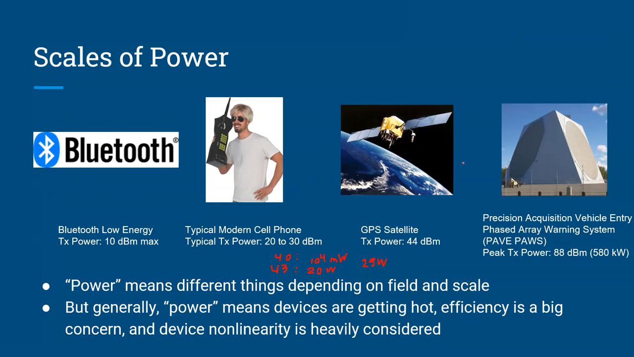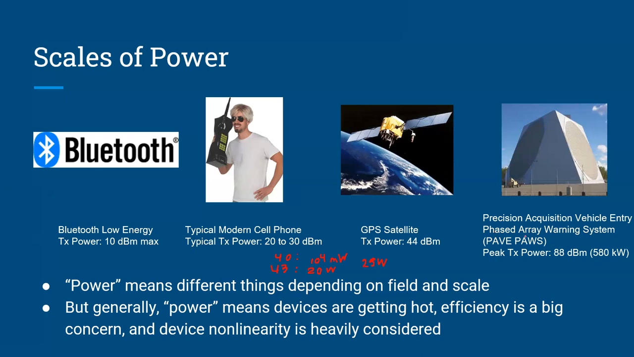And then we get to the humongous, this is called the Precision Acquisition Vehicle Entry Phased Array Warning System, or PAVPAWS. And this is a radar that the US created during the Cold War. And it was used, I guess some of them are currently being used, to serve as an early warning system for ICBMs coming from the Soviet Union or something. But anyway, they're putting out at a peak 88 dBm, that's around 580 kilowatts. And you can see that that is way more than everything else here.